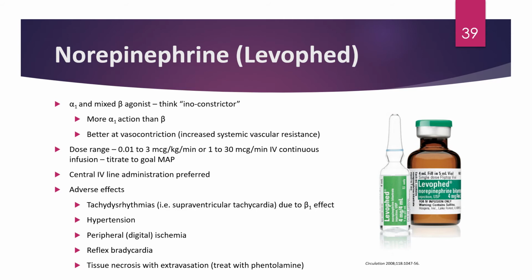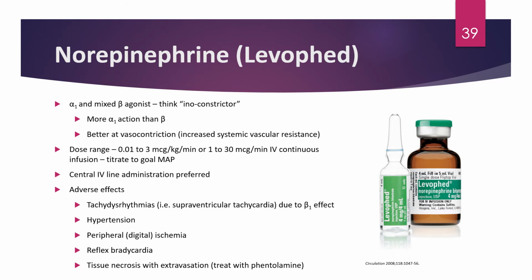So, adverse effects. If you're activating beta-1 on the heart, remember you have one heart and you have two lungs. So beta-1 is on the heart, beta-2 is on the lungs. If you're activating beta-1, you're going to get dysrhythmias usually, or tachycardias, and you can actually see supraventricular tachycardia due to the beta-1 effect. So any of these meds that activate beta-1 are going to predispose you to increasing heart rate and potentially increasing your risk of arrhythmias.